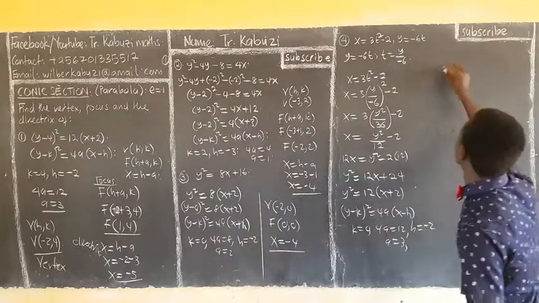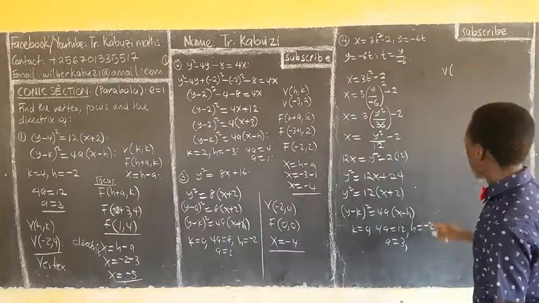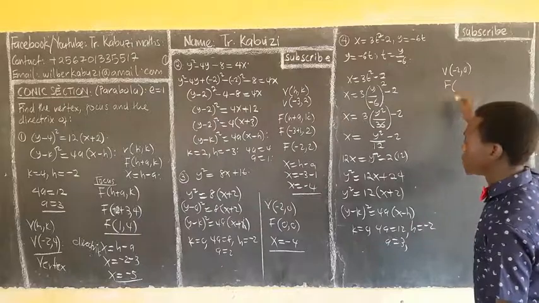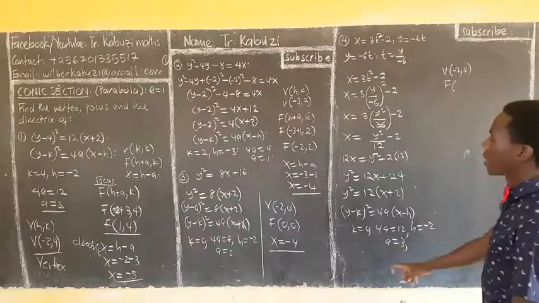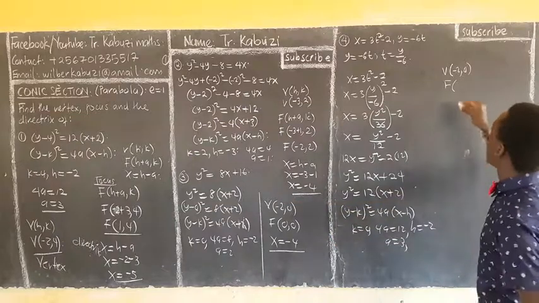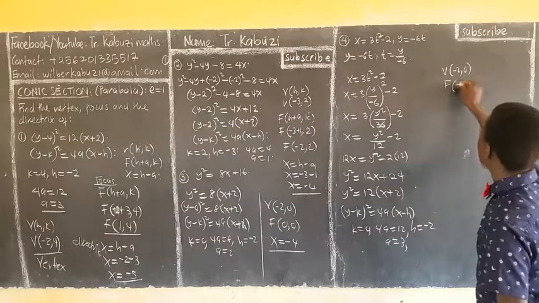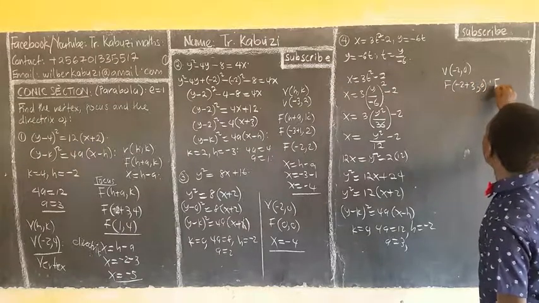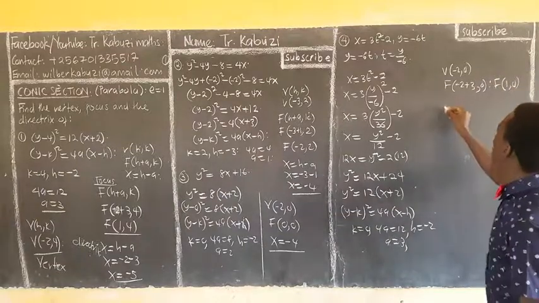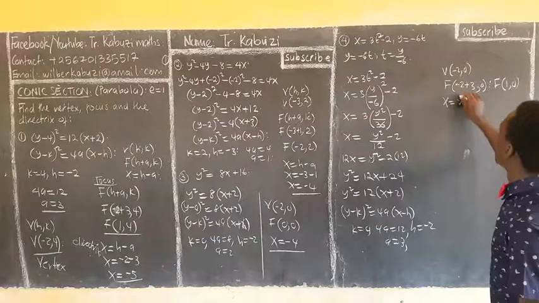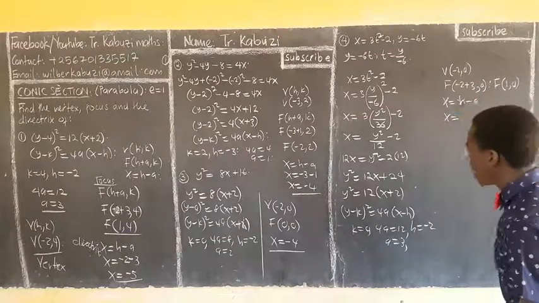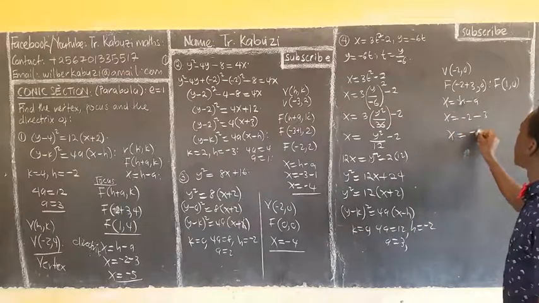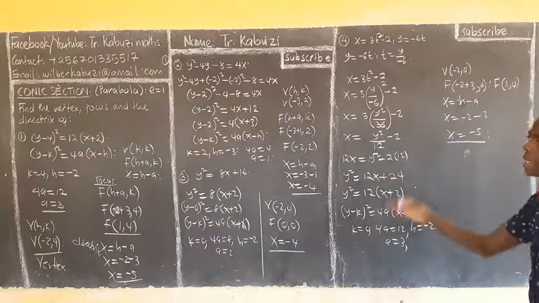Then we can get our vertex. Our vertex is at h, k, which is negative 2, 0. Then our focus is at what? Our focus is at h plus a, comma, k. So we have our h as negative 2 plus a, which is 3, comma, k, which is 0. So our focus now becomes 1, 0. Our directrix is x equal to h minus a, my h, negative 2, minus a, which is 3, and so this one is negative 5. So members, that's how we get them.